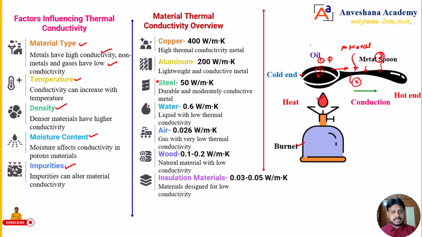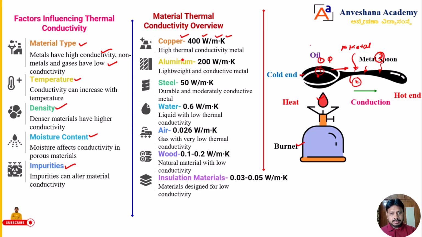Dear students, we can see here now which materials have what thermal conductivity. You can see here now, copper has 400 watt per meter Kelvin. That means what, dear students? 400 watts of heat transfer is going to happen per meter, per degree Kelvin of temperature difference. That is, copper has a thermal conductivity of 400 watt per meter Kelvin.